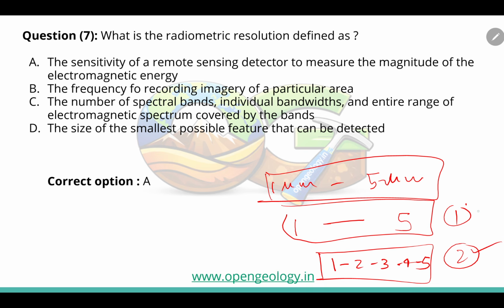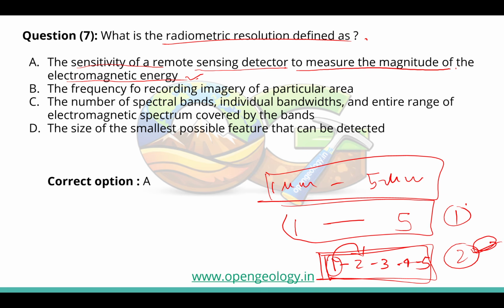So this sensor you can say is having more resolution. It can identify a slight change in the intensity. So this is how the radiometric resolution is defined. If you go by the exact definition, the sensitivity of a remote sensing detector to measure the magnitude of electromagnetic energy is known as the radiometric resolution. So the smallest change in the magnitude, like from 1 to 2, if it can detect, then it has a high radiometric resolution.